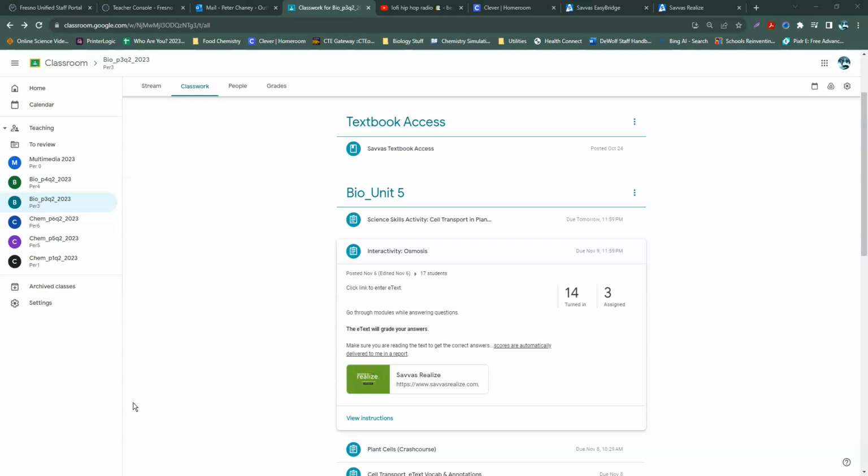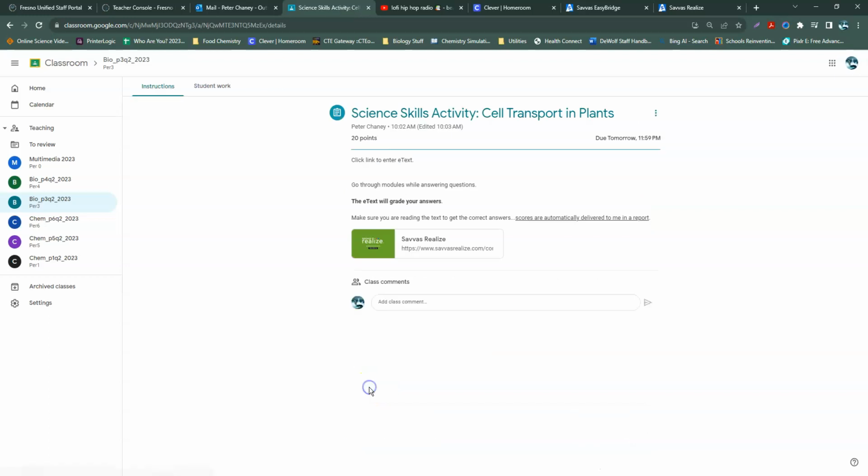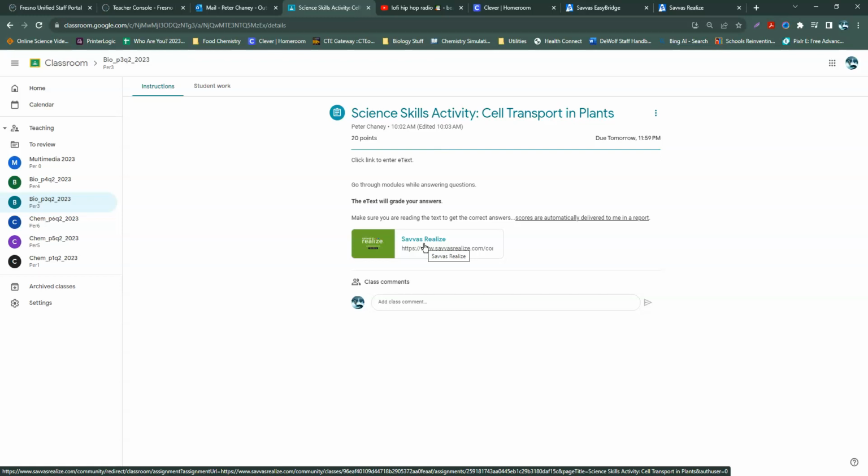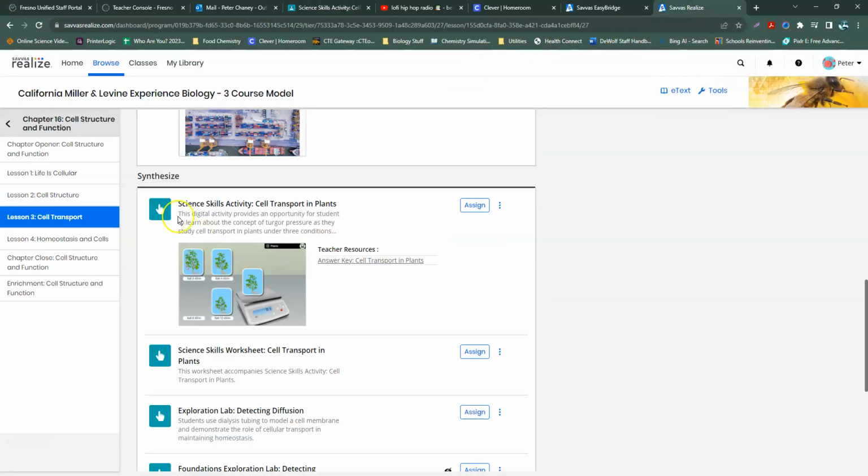Today, it is a science skills activity from the eText. This one's called Cell Transport in Plants. So you'll see in Google Classroom that it has been assigned to you. And you click on this link, it's going to take you directly to the textbook. It's kind of like a lab, and so here's how it works. Once you get there, it's going to look like this.